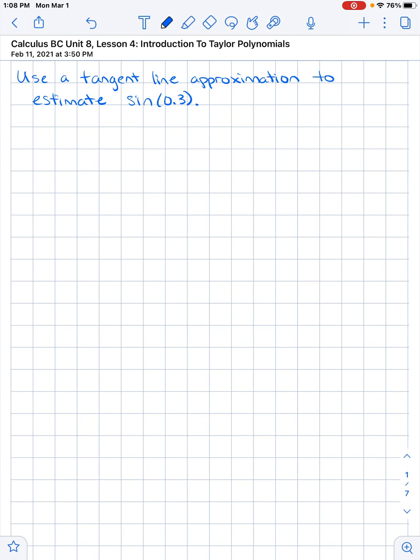All right, I'm going to introduce you to the big idea for this unit. That's Taylor polynomials and why they might be useful. So let's first take a blast from the past here.